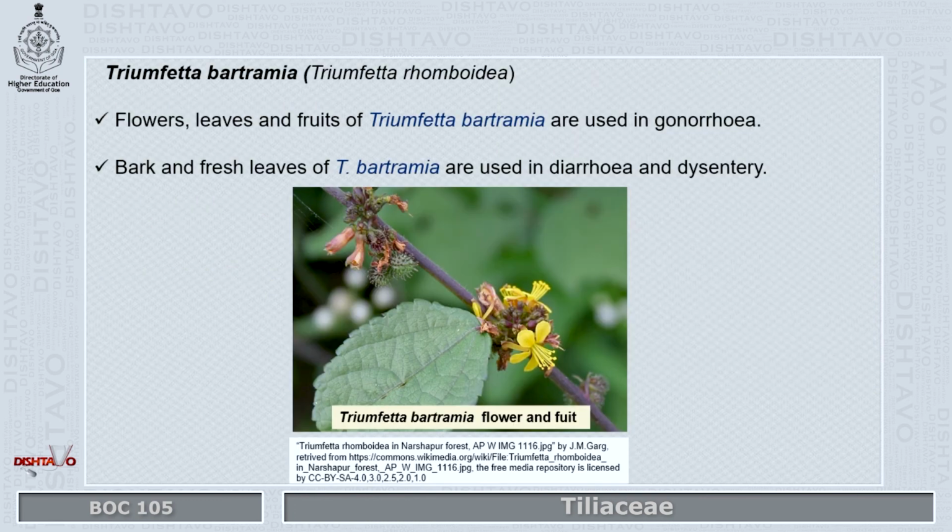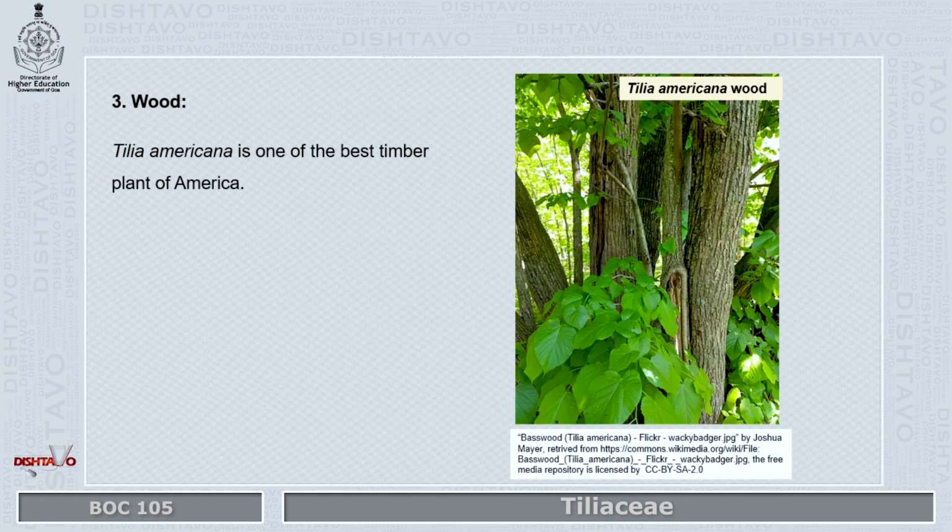Then Triumfetta bartramia, the flowers, leaves and fruits of Triumfetta bartramia are used in gonorrhea. Then the bark and fresh leaves are used in diarrhea and dysentery. In the picture here, you can see the flower which is yellow in color, and on top you can see the fruit of Triumfetta.